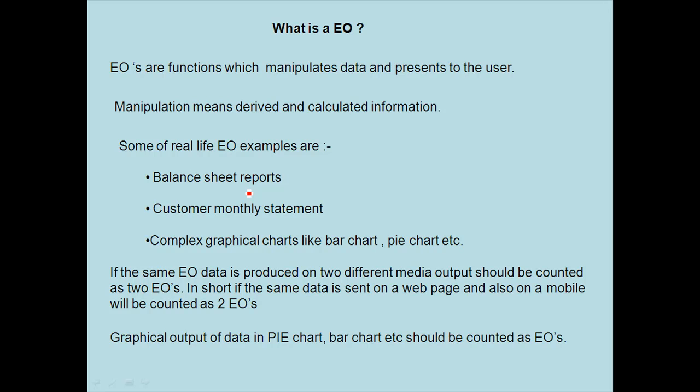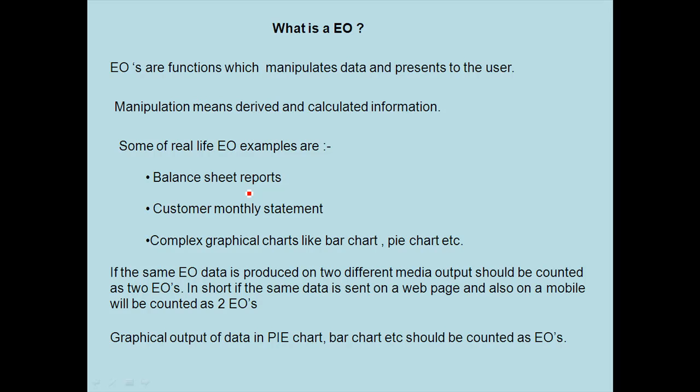Now the application will go to the ILFs. It will go probably to the transaction tables, take some data from the master tables, from the accounts table, chart of accounts table, manipulate the data, do aggregation, and then send out a complex report to the user. That complex report will be termed as EO. So we again revise the definition: EOs are functions which manipulate data and present it to the user.